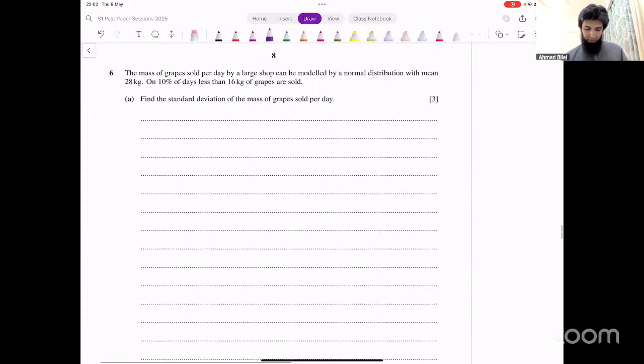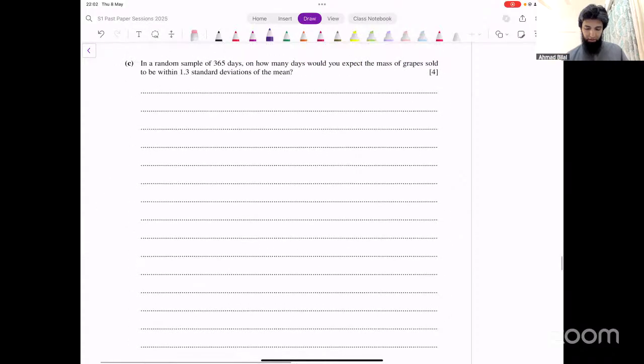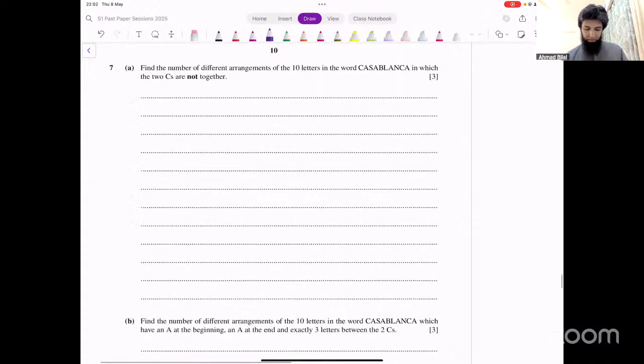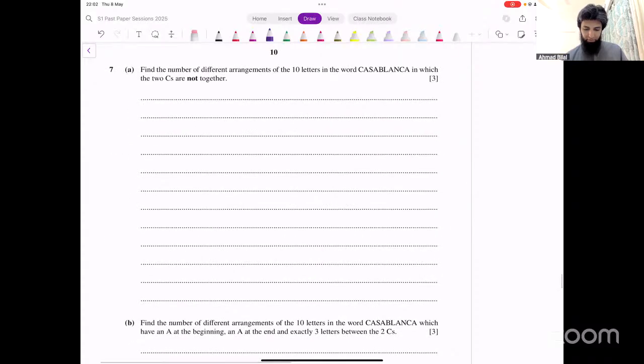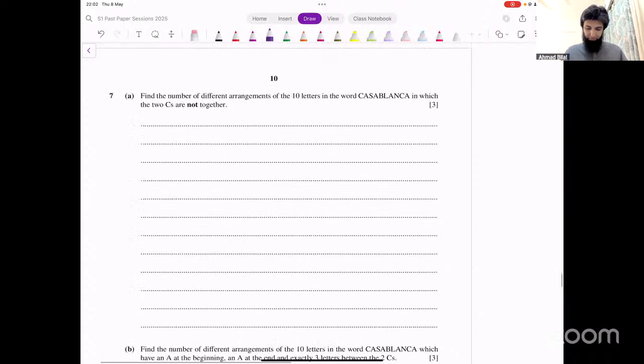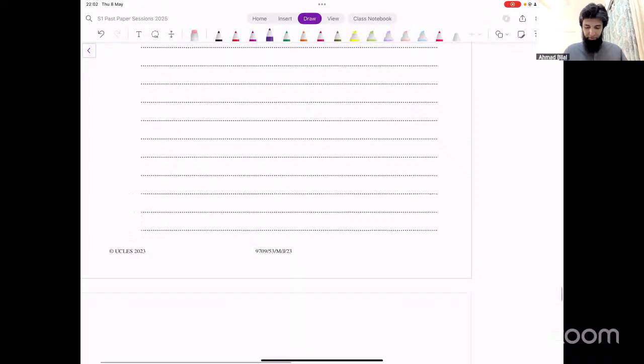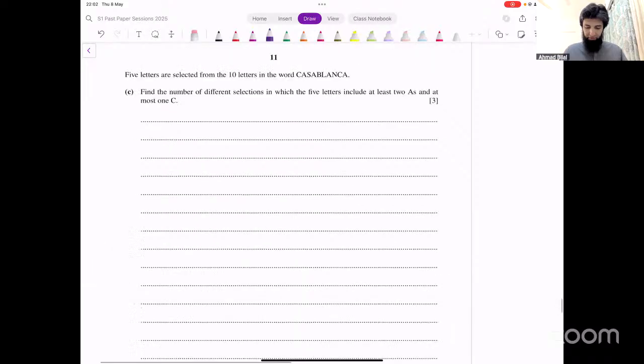This is normal distribution. We've done so many of those already. Two C's are not together. Exactly 3 letters between the two C's. 5 letters at least 2 A's. In this we have to find the number of selections.